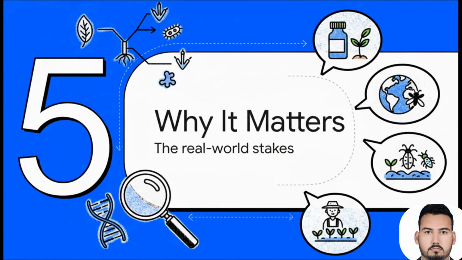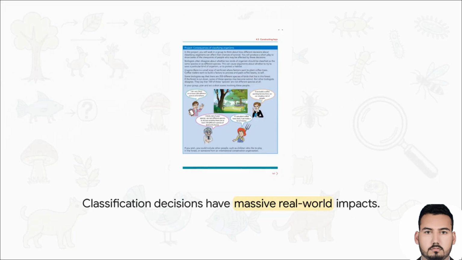Finally, part 5. Why classification matters and the real-world stakes. Now you might be sitting there wondering, why go through all this effort? Well, check out this scenario. Stuff like this happens all over the world. A group of coffee traders wants to clear a piece of forest to build a coffee packing factory, which would create a lot of jobs and money. But there are birds living in that forest. One group of biologists uses their keys and claim there are 200 distinct, unique species of birds there, meaning the habitat is incredibly rare and legally has to be protected.